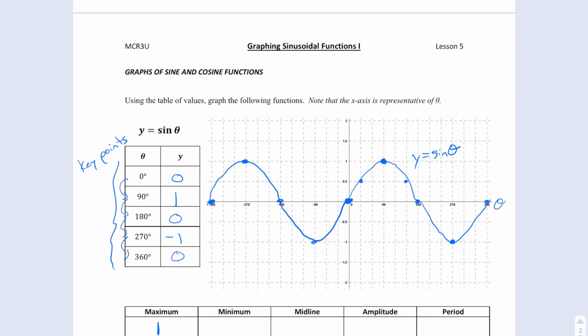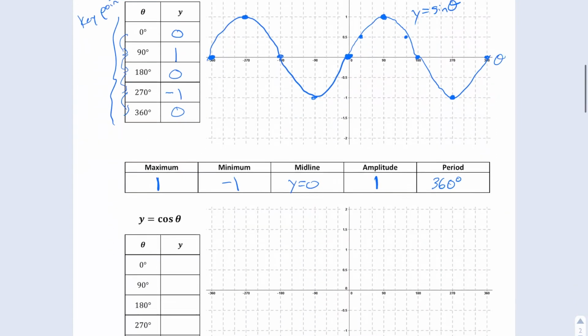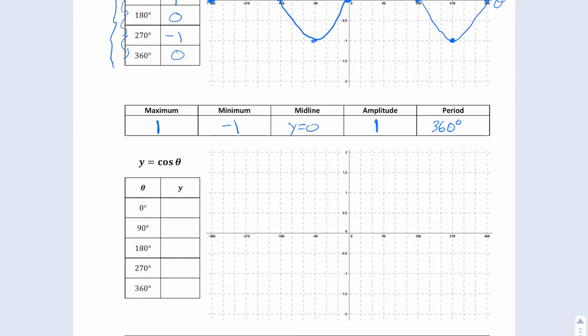So besides the key points, we have the maximum, so our highest value for y, so that's obviously 1. Our minimum is negative 1. The midline is just y equals 0, so that's the middle part of the graph. The amplitude is max minus min divided by 2, so 1 minus negative 1, divided by 2, is just 1. So the amplitude of sine without any change is 1. And then our period length, the length of one cycle, is 360 degrees, like that.